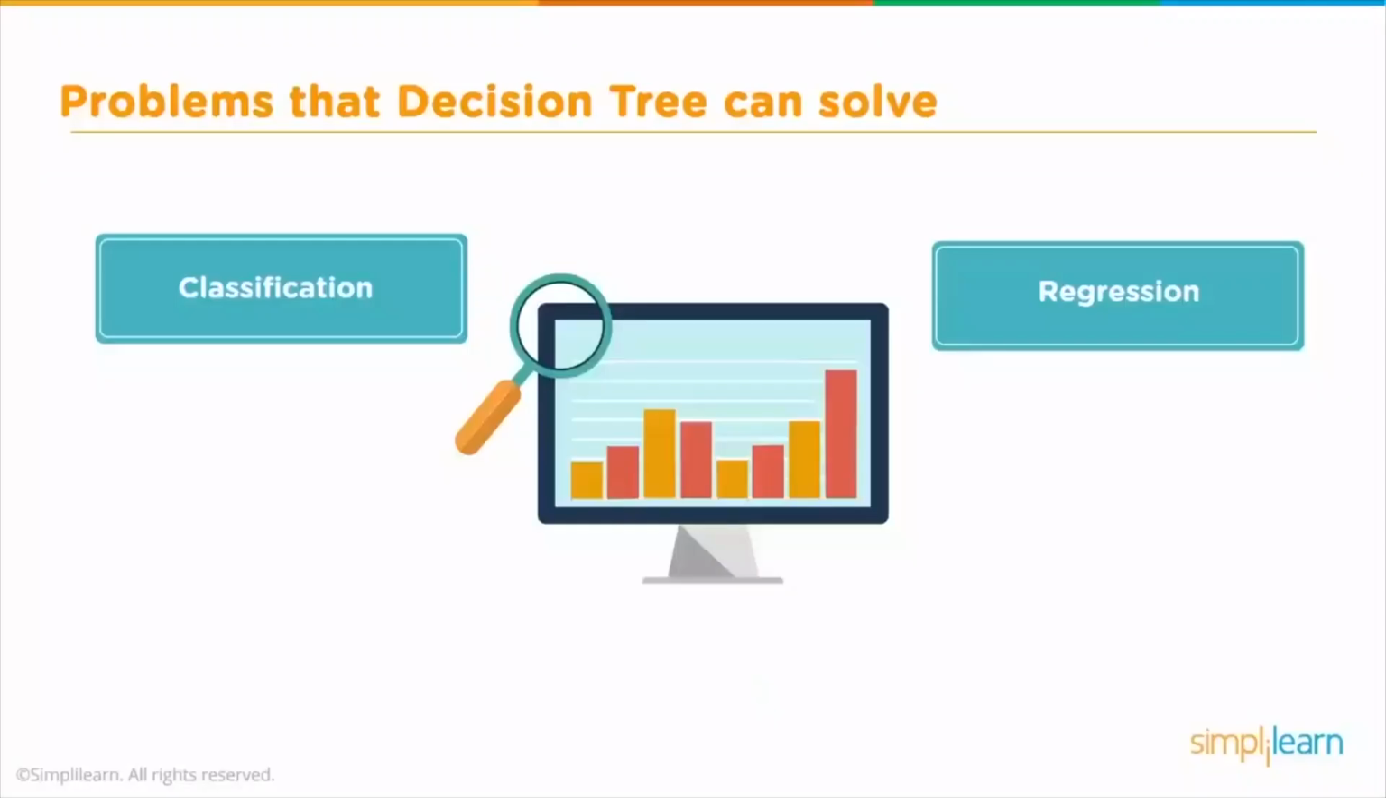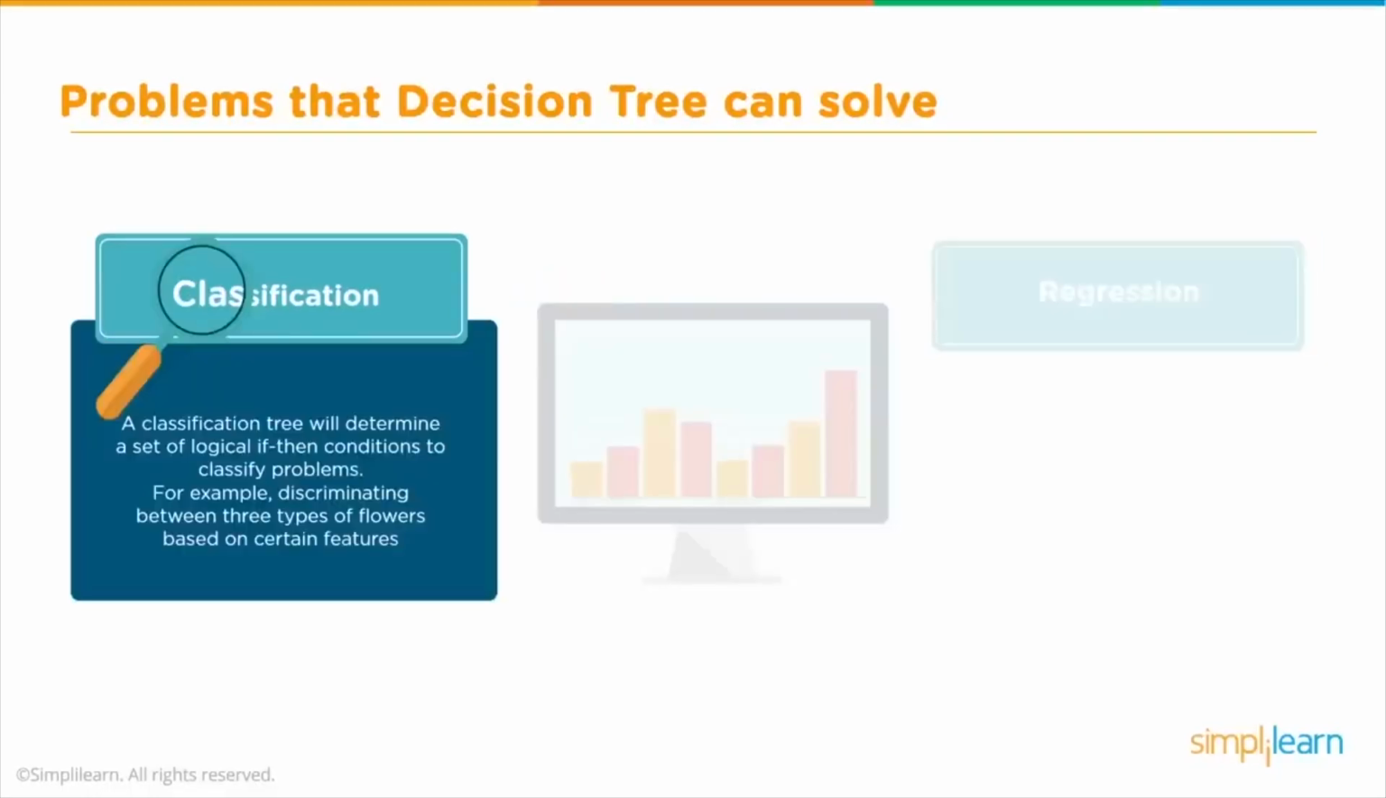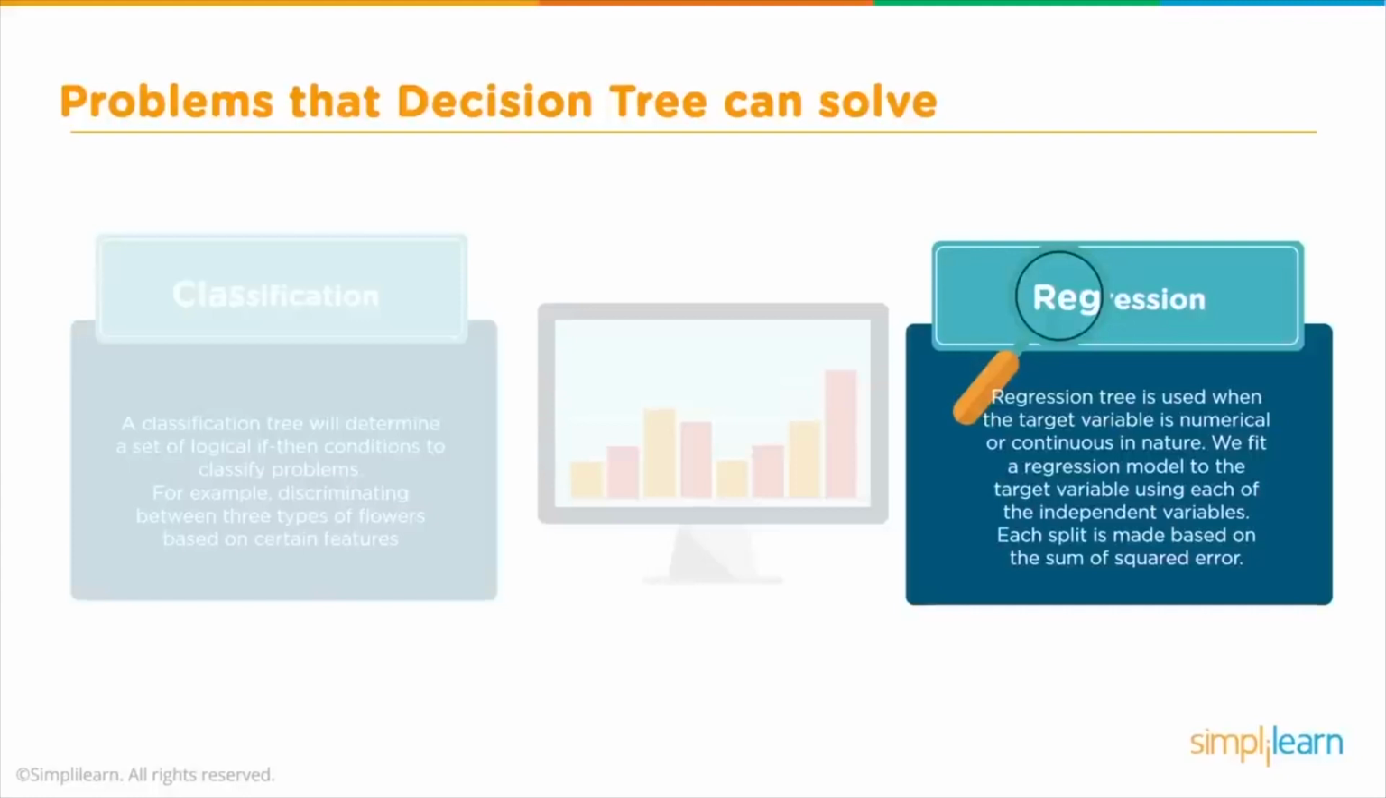Problems that a decision tree can solve. Let's look at the 2 different categories the decision tree can be used on. It can be used on classification, the true, false, yes, no, and it can be used on regression, where we figure out what the next value is in a series of numbers or a group of data. In classification, the classification tree will determine a set of logical if-then conditions to classify problems. For example, discriminating between 3 types of flowers based on certain features. In regression, a regression tree is used when the target variable is numerical or continuous in nature. We fit the regression model to the target variable using each of the independent variables. Each split is made based on the sum of squared error.